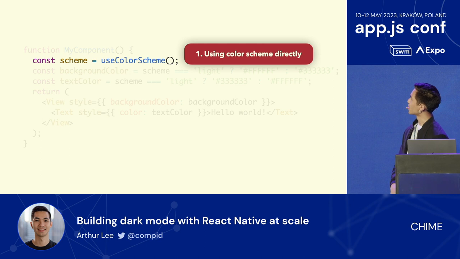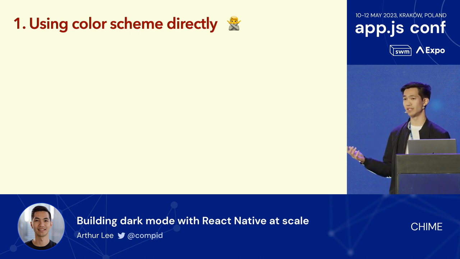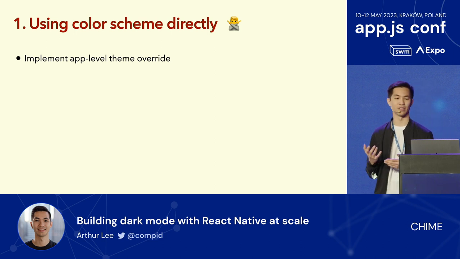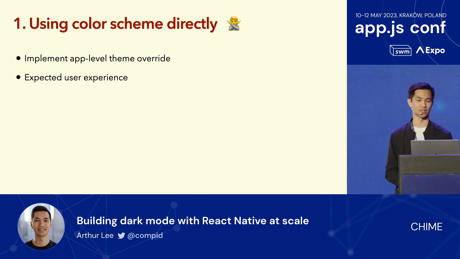So the first problem here is using the system setting directly. Now, if you've used any app that supports dark mode, you probably have seen that most apps implement an app-level theme override. This is nice because you allow the users to have their own preference. So maybe they have dark mode in their system, and then they want your specific app to be in light mode or vice versa. So this is just the expected user experience at this point.